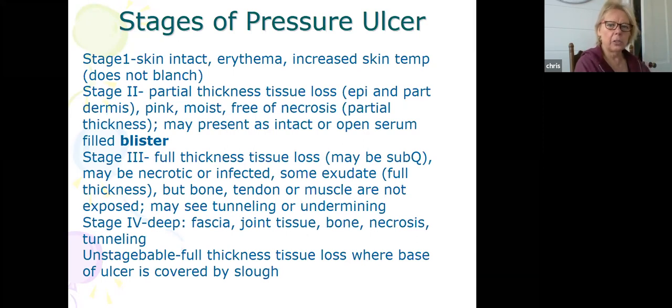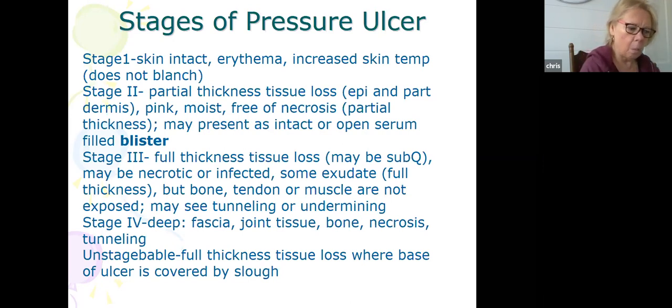Stage two is a partial thickness tissue loss, which involves the epidermis and part of the dermis, where the skin is pink, moist, free of necrosis. That's known as a partial thickness, and you may often see a blister or an open serum-filled blister. You could also have a shallow open ulcer, and then the wound that is pink without slough. Okay, remember what slough was from the other day? That yellowish color.